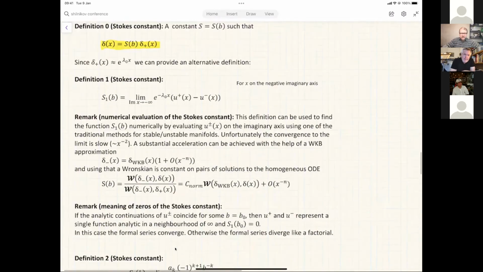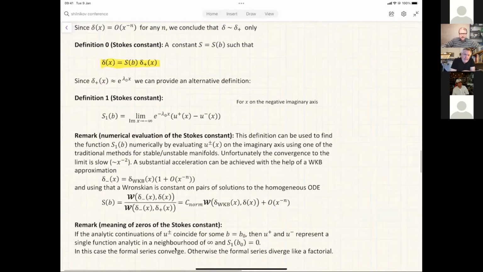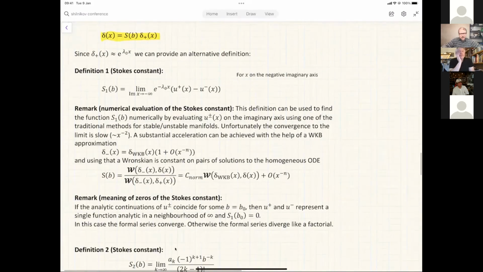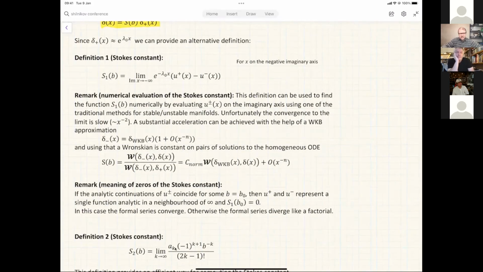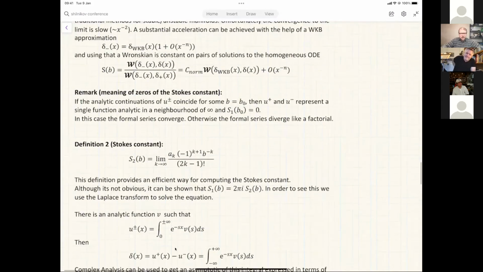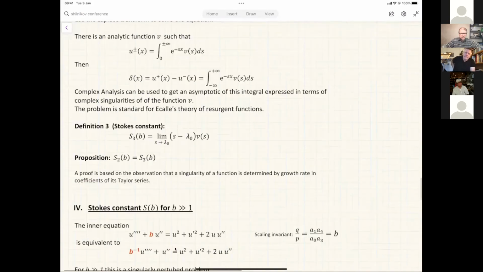Otherwise, if the Stokes constant is non-zero, then the formal series diverge, and it can be proved that the divergence is factorial. And that allows a second definition. We can take the coefficients of a formal series, normalize them by factorials, and take the limit for large values of the coefficient. That provides an alternative definition of a Stokes constant, which also gives us a tool for quick computation.